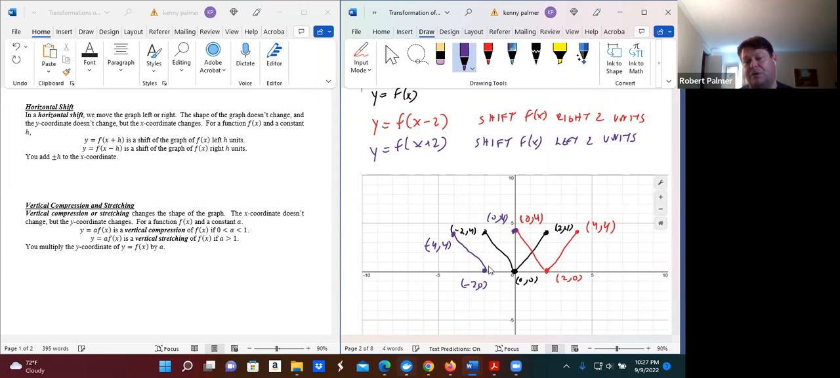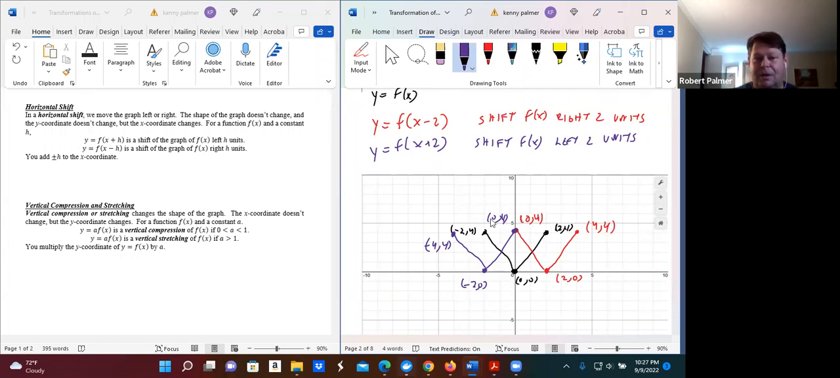That gives us our new function. Once again, our shape has not changed. We just dragged it to the left. So a plus 2 on the inside means you drag it to the left 2 units. Exactly the same shape. And once again, we just subtracted 2 from our x-coordinates. Our y-coordinates were unchanged. And that's a horizontal shift.